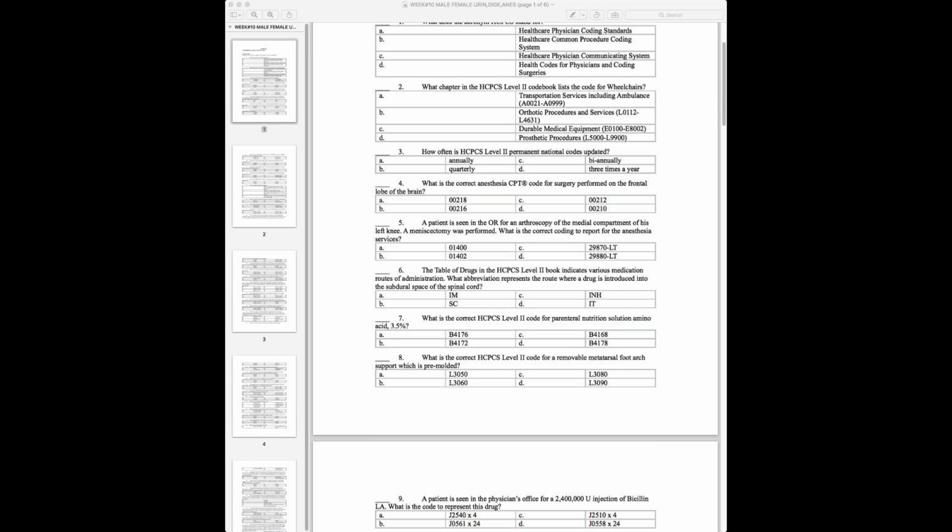Subdural space of the spinal cord, that's going to be D as in David for number 6. Okay. Number 7. Again, you would have to be using your HCPCS book, and you can go straight to the index for number 7.